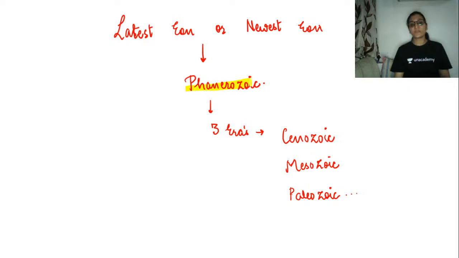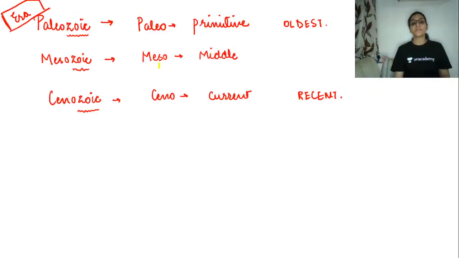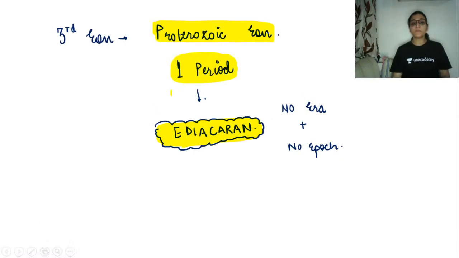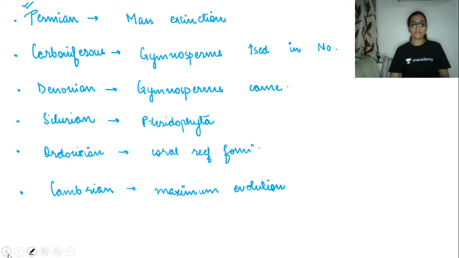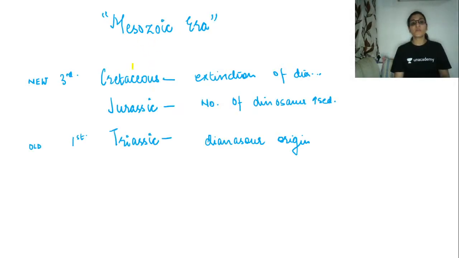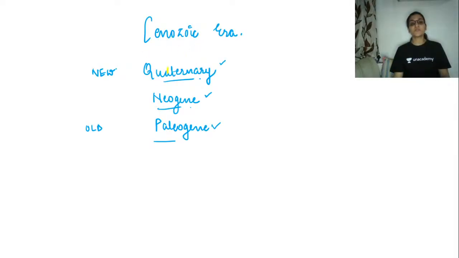The latest eon, Phanerozoic, is itself made up of Cenozoic, Mesozoic and Paleozoic. Then talking about the meaning of the terms, the only period of Proterozoic was Ediacaran. Then we have seen the Paleozoic era is divided into Permian, Carboniferous, Devonian, Silurian, Ordovician and Cambrian periods. And then we have seen the meaning of each and everything. The Mesozoic era is divided into Cretaceous, Jurassic and Triassic. Then the Cenozoic era is divided into Quaternary, Neogene and Paleogene.